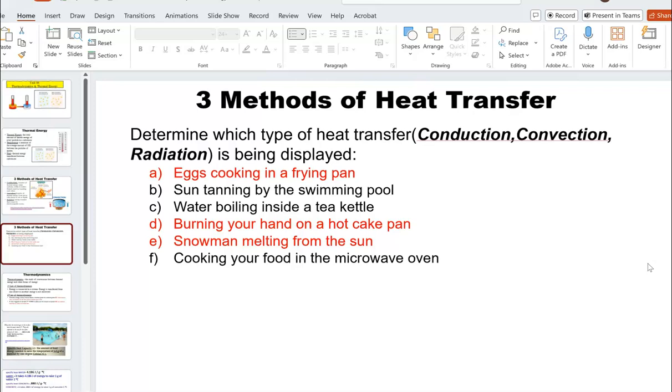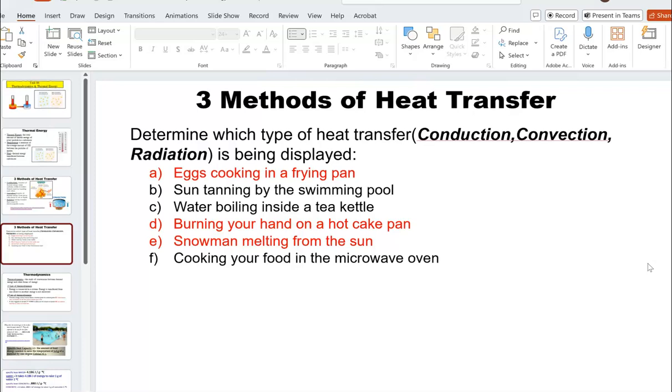So, eggs cooking in a frying pan. The eggs are actually touching the frying pan, which is on the stove. So I'm going to say conduction on that one. Sun tanning by the swimming pool. We could have done that on Sunday. It was so warm on Sunday. Hopefully you were outside and you could feel the heat beating down on you. And that's from radiation. Those UV rays, which are invisible, were reaching you through radiation.